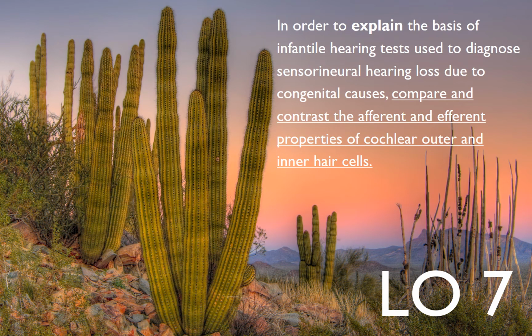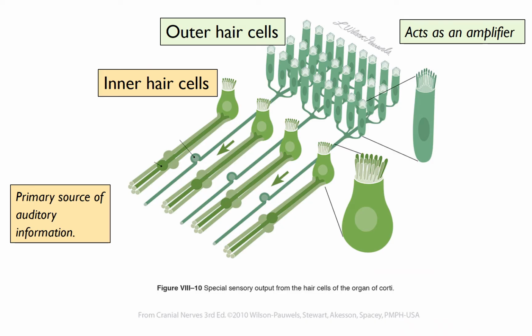Learning Objective 7 is about the outer and inner hair cells. Now there are inner hair cells and outer hair cells. They're all hair cells, but they are arranged in different sorts of layers. The inner hair cell is the one depicted here in this dark green color.